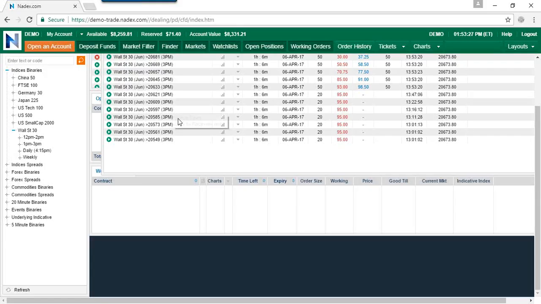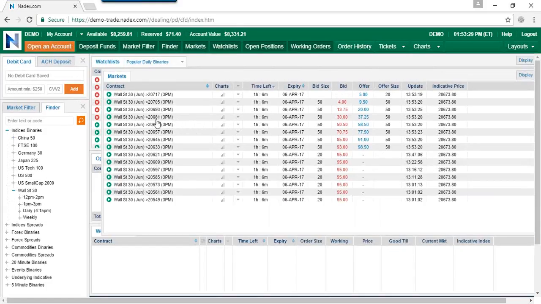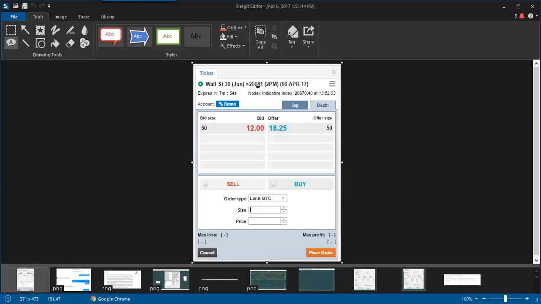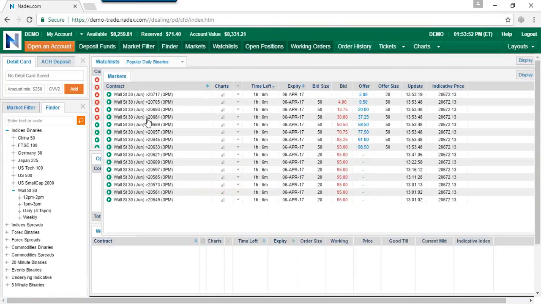Okay. What about the 3 p.m. expirations? What do we have? Oh, look at that. 20,681. Isn't that the same exact strike price as this right here? 20,681. But this one's priced at $18 with 7 minutes to go. The exact same strike, 20,681, with an hour and 6 minutes until expiration, is priced at what?